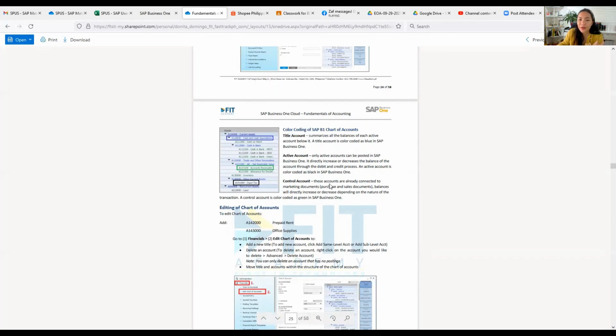Control account: these accounts are already connected to the marketing documents, purchase and sales documents. Balances will directly increase or decrease depending on the nature of the transaction. Control account is this one. Control accounts are colored green in SAP Business One.